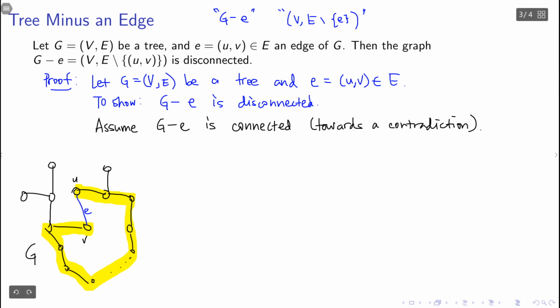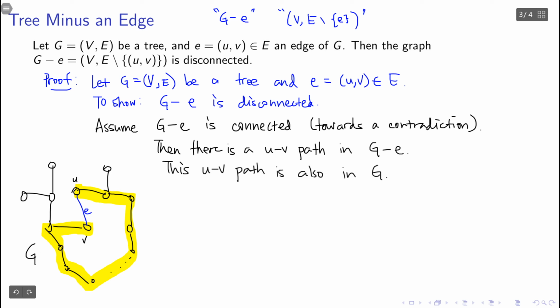Okay, so how would we write that down? So assume G minus E is connected. Then, by definition of connectedness, there's a UV path in G minus E. Okay. But this UV path is also in the original graph. Right? Because all that differs between G and G minus E is the deletion of that edge E.